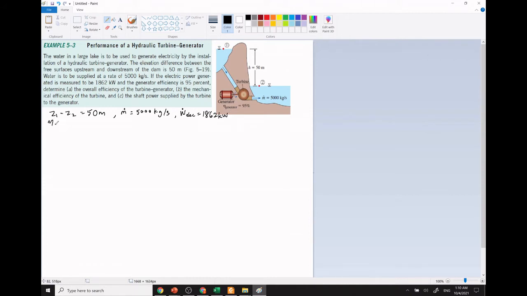Alright, and then the generator efficiency is 0.95. Alright, and then for part A, you are asked to determine what? The overall efficiency. Okay, the overall efficiency means turbine and generator. Okay, turbine and generator efficiency. Alright, we need to find out this value.